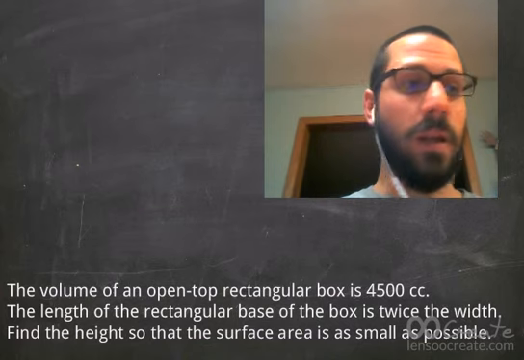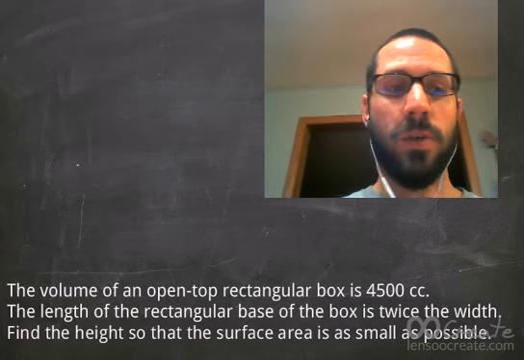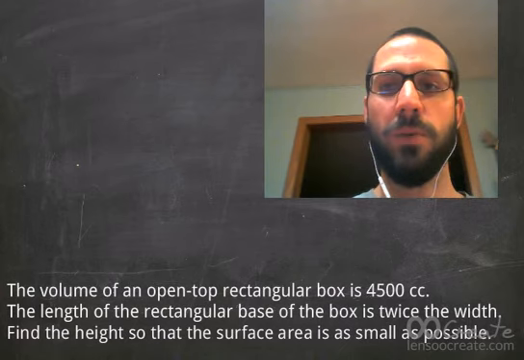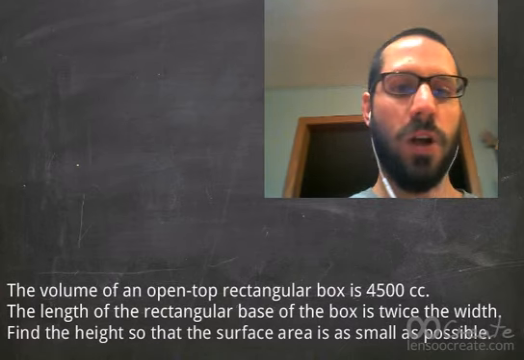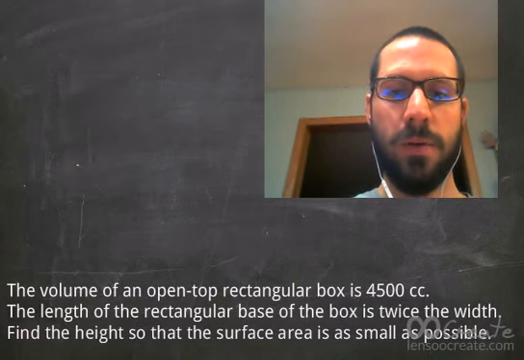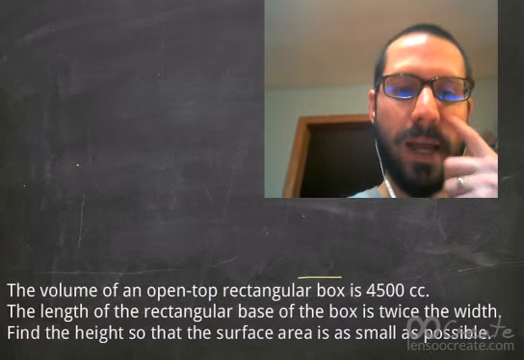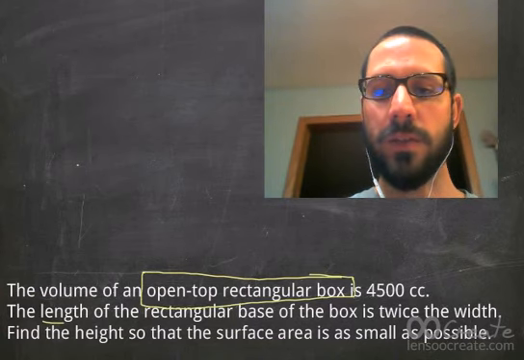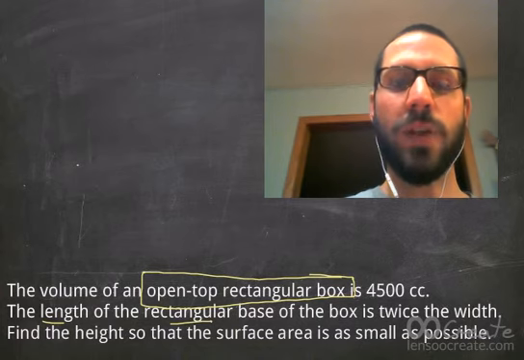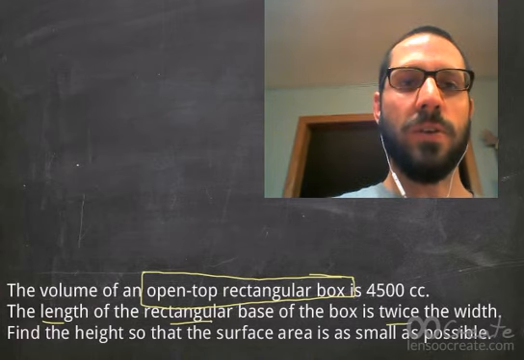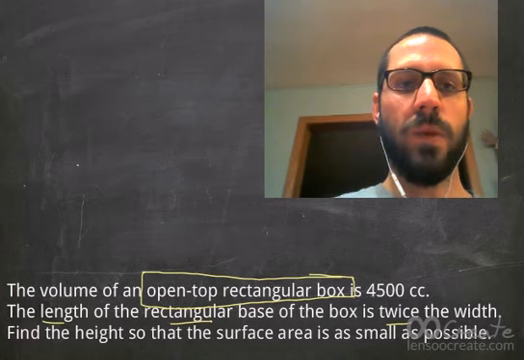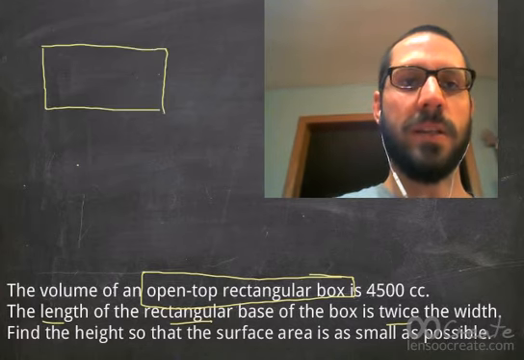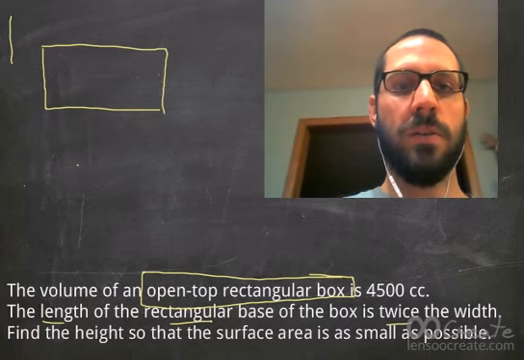So we may read it twice, or we may understand it right away, but in 732, the first thing we want to do is always draw a diagram. If possible, can we draw it in proportion? So we're drawing an open top rectangular box, and the length of the rectangular base of the box is twice the width. We can try to get it in proportion, so you can watch me sketch in this open rectangular box.